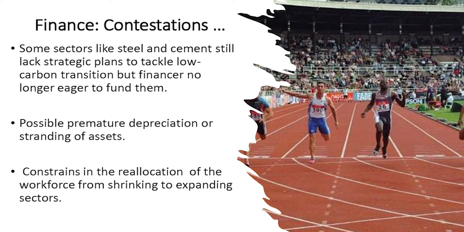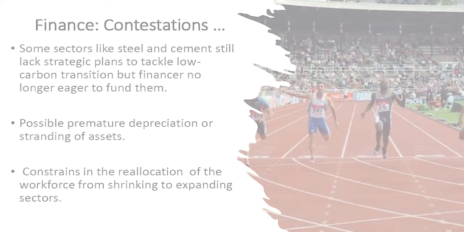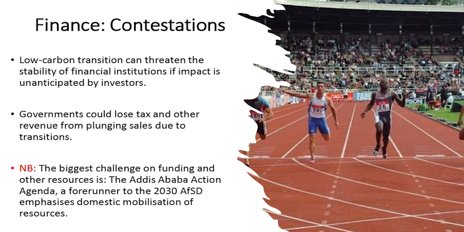There are also possible premature depreciation or stranding of assets, and assets that are stranded, we spoke about that. Then, of course, there are constraints in the reallocation of the workforce from shrinking sectors. Now, low carbon transition, as part of the contestations, can threaten the stability of financial institutions as well. You can imagine if most of the banks, like I said, were financing carbon-intensive sectors. And now net zero comes, and there must also be a transformation in the financing sector. Therefore, government could lose taxes and other revenue from these businesses that are plunging.